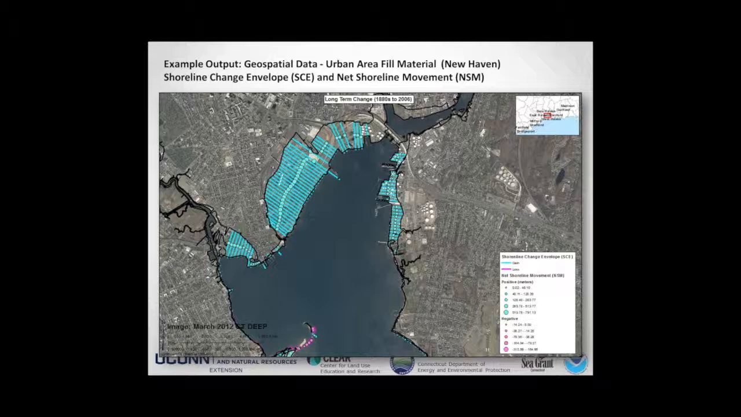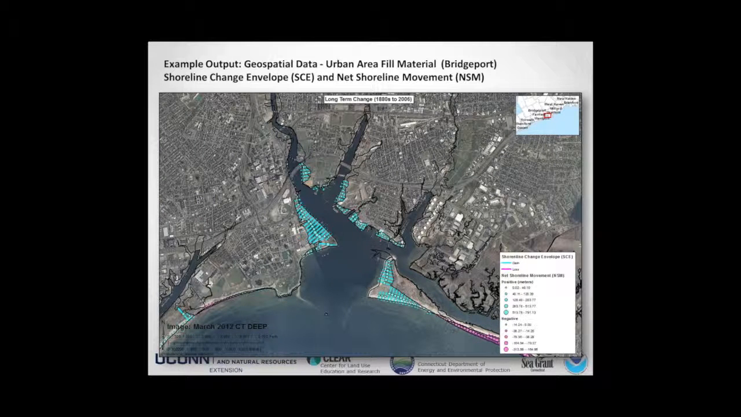So here in New Haven there was a lot of fill, and it used to be open water at this place. At least as a visual, this gives you a quick picture of where the fill has taken place. And then each transect gives you a number or distance. Again, we're in the stage right now where we're trying to figure out ways to best graphically display this information. And this is, like I said, one example showing the urban areas.